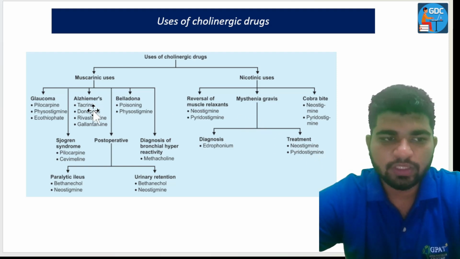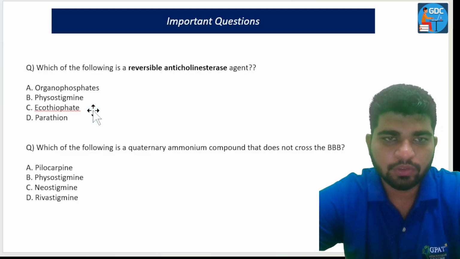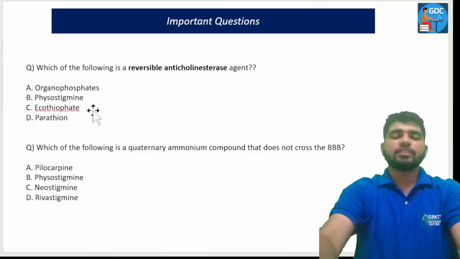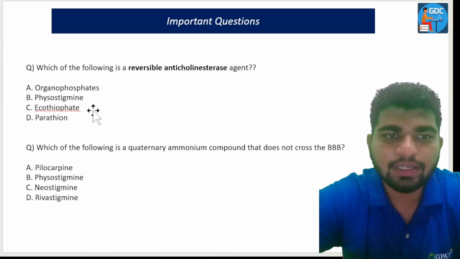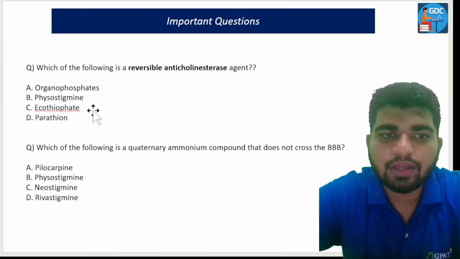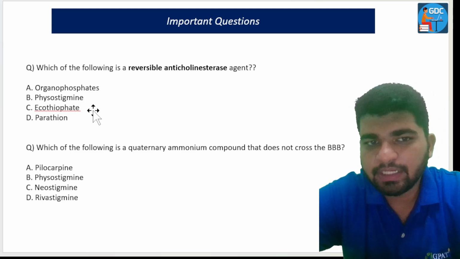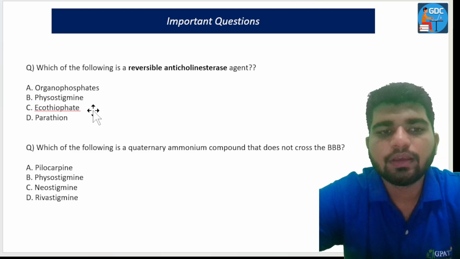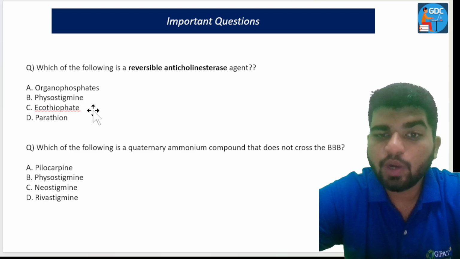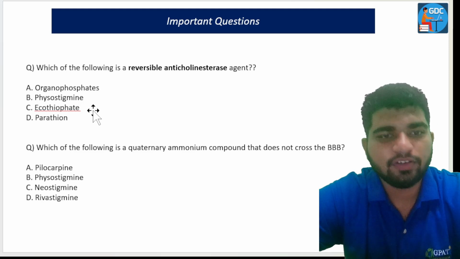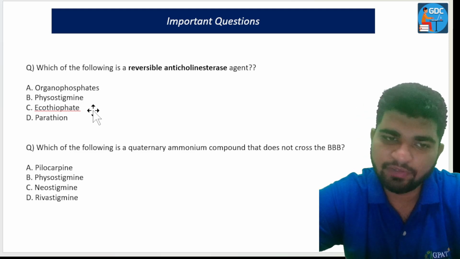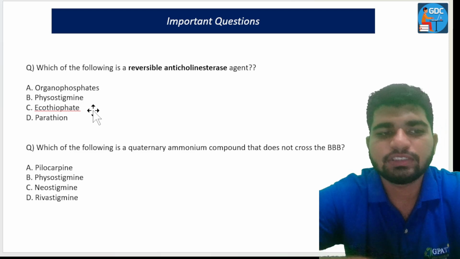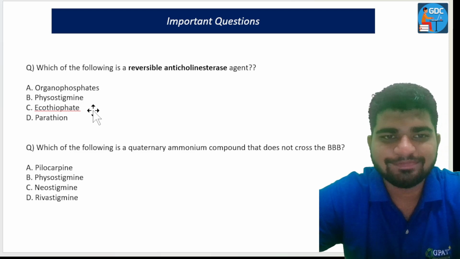So let's move towards the questions for you. The important questions are: first question, which of the following is a reversible anticholinesterase agent? Options are organophosphates, physostigmine, sarin, parathion. Next question: which of the following is a quaternary ammonium compound that does not cross the blood-brain barrier? Pilocarpine, physostigmine, neostigmine, or rivastigmine? So you have 10 seconds to answer. Answer now.